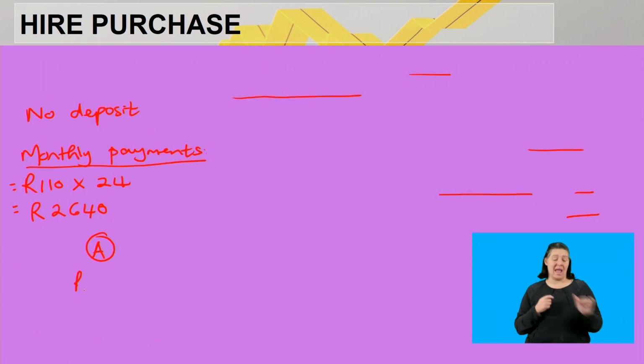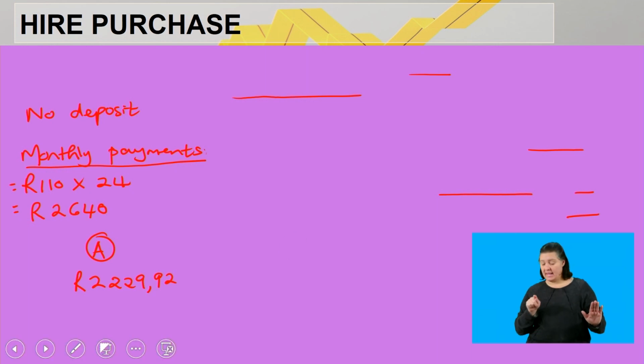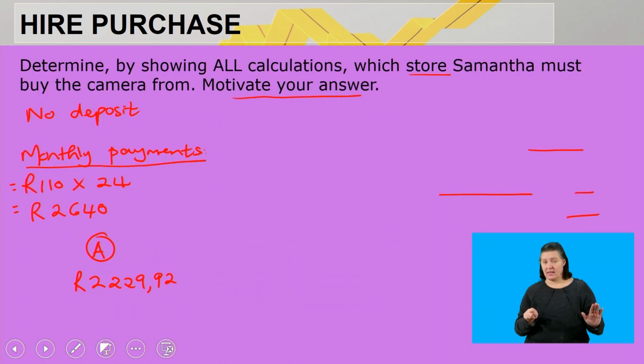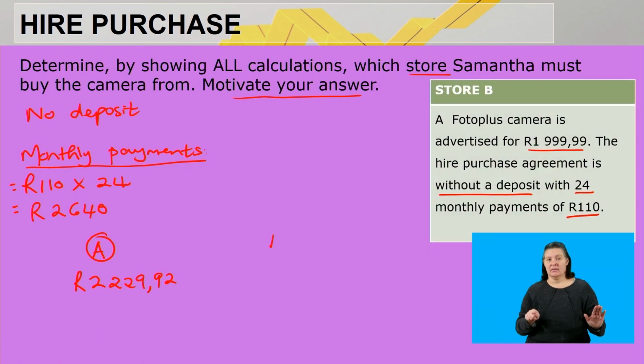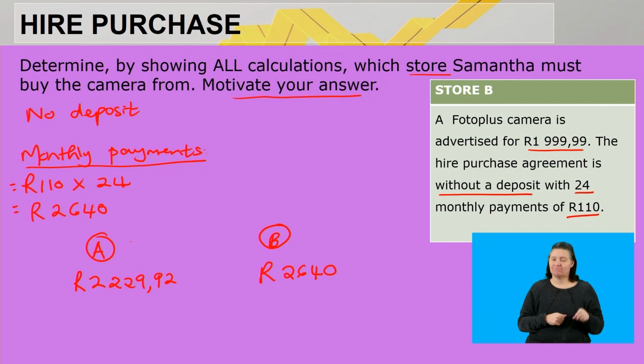Store A will charge you 2,229 Rand and 92 cents. Right, so when we look at store number B, store B, remember I must do a comparison now. Store B, we indicated will charge you 2,640 Rand. So remember now, put yourself in Samantha's shoes here. Which option will you choose? Remember, you are buying a camera. So therefore, Samantha must definitely opt for store number A.